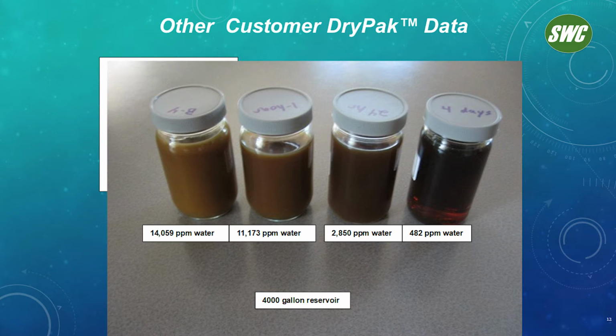This is an example of where there was a 4,000 gallon reservoir, and with a dry pack component, we were able to go from 14,000 parts per million of water down to 11,000, down to 2,800, down to 482 parts per million in about 4 days.